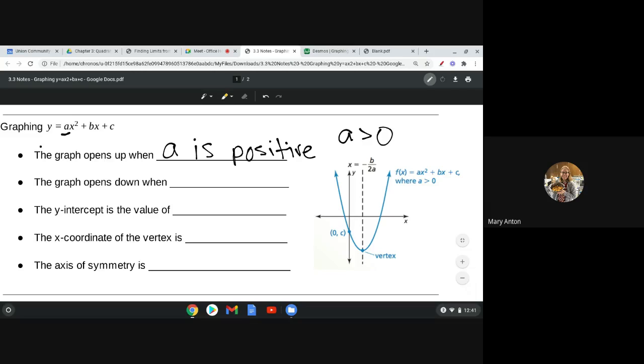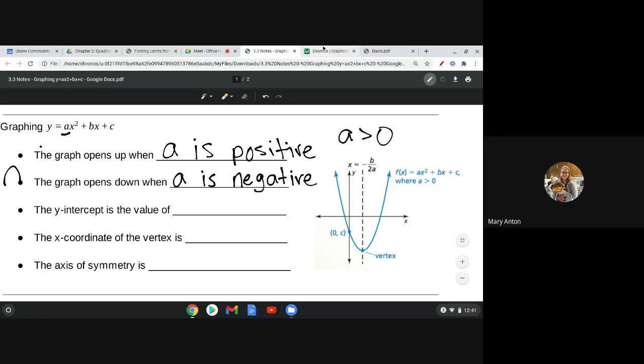How about when we open down? That's like a frowny face. Or a is negative, or a is less than 0. Not so bad. You already told me that.